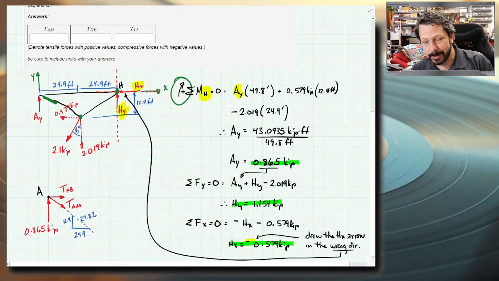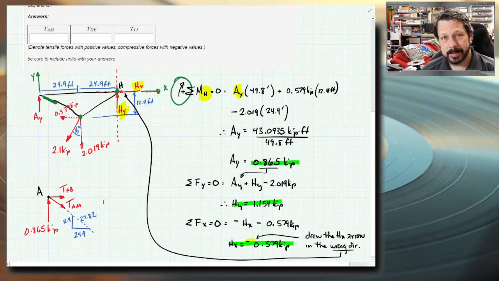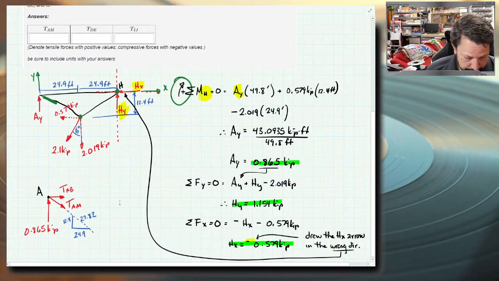Now, I am rounding a lot in web work. You know how it's very picky on rounding. On the exams, it is not as picky.